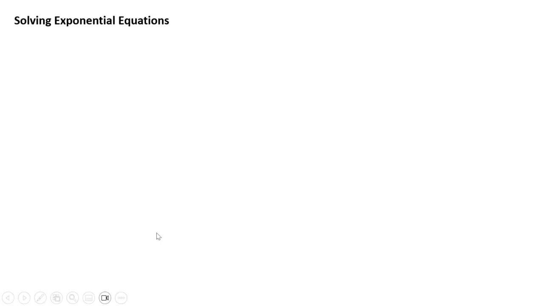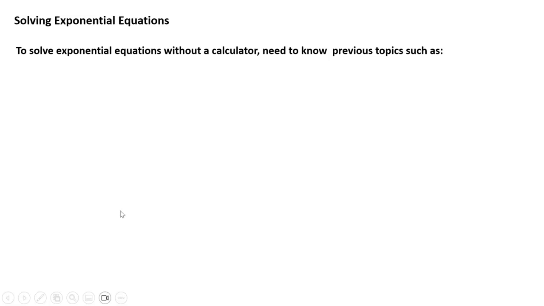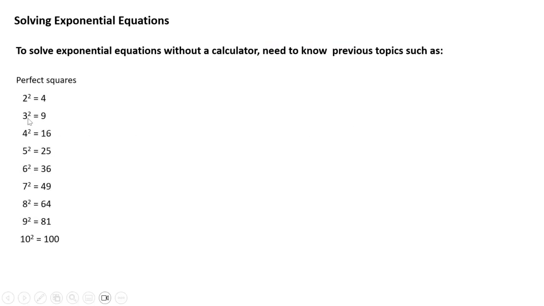And again, let's start solving exponential equations. But before we start, there are certain things that you gotta know. For example, we need to know previous topics such as perfect squares. These are perfect squares because 2 squared is equal to 4, 3 squared is equal to 9, and so forth. Try to know all the way to 100, like 10 squared equals 100.